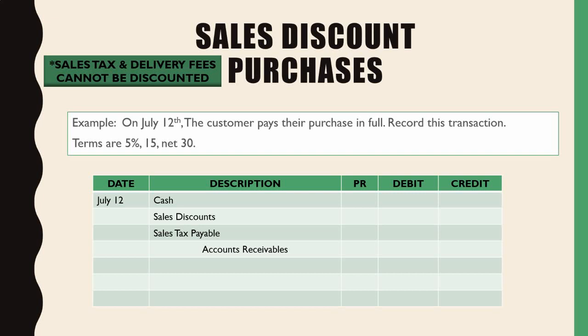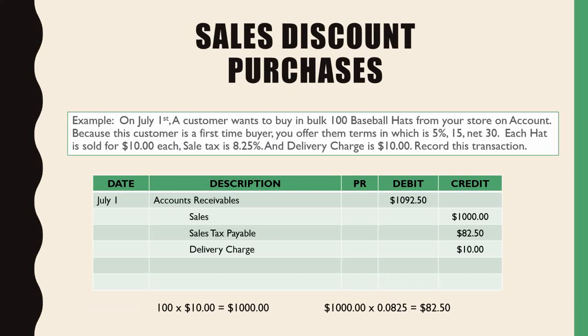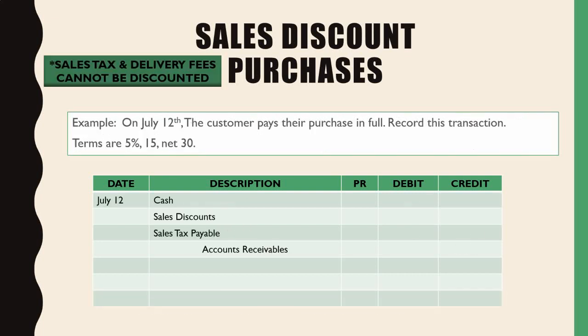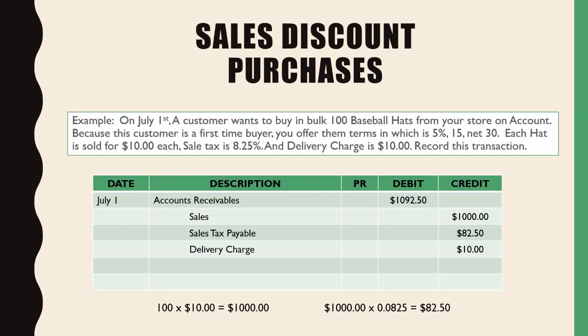So in this case, this is what we have to recognize. What was the total amount that they owed me? In this case, they owed me $1092.50. So that's the first thing I'm going to recognize, $1092.50. Then I'm going to recognize how much the sales discount is. Now, I can only take a discount off the selling price. So how much did I originally charge my customer? I charged him $1,000. I cannot discount the entire $1092.50.